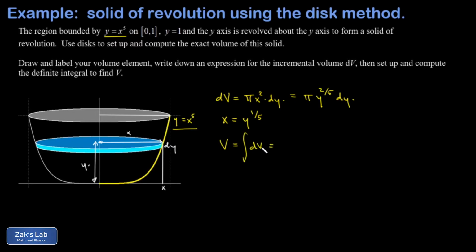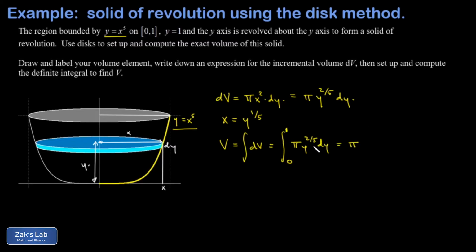Now we're ready to add up all the volume contributions to get the total volume. So the total volume is the sum of the dV's. Each dV is a pi y to the 2/5 dy, and we're adding all these up as y goes all the way from 0, that's a really tiny disk all the way at the bottom, all the way up to the terminating value of y equals 1, that's where the top of this solid cuts off.